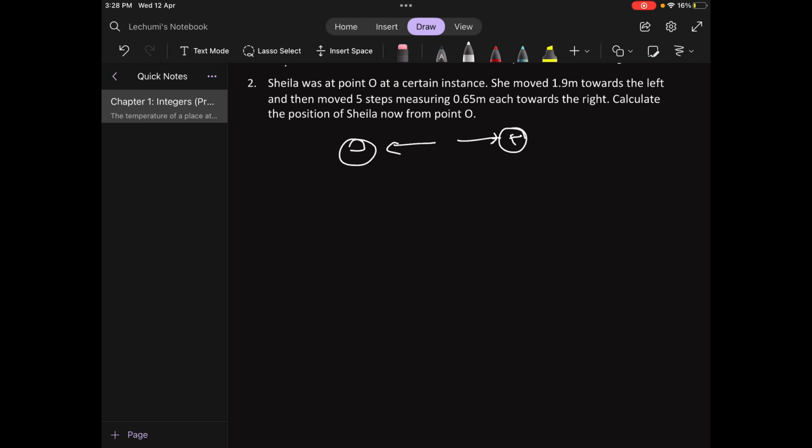This is personal preference, but we're going to use that just for the sake of calculation. So listing it out, we're following the LVD method still. So L, list out. First is 1.9 meter. So we're going to write 1.9 meter to the left. That is the first step.